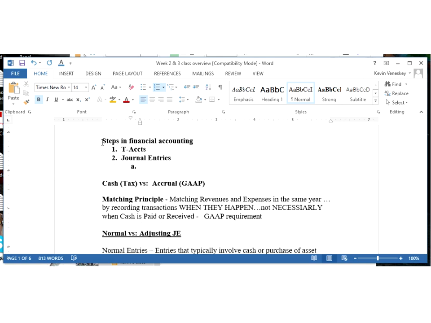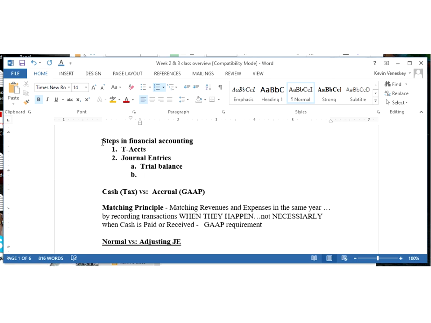Our third step, and I'm going to call this 2B or 2A, is to provide a trial balance at any point in your year. Maybe you want to do it once a month. So it's not really a set thing that you always do at a certain time, but at any point you could provide a trial balance, which we had talked about in our last lesson.